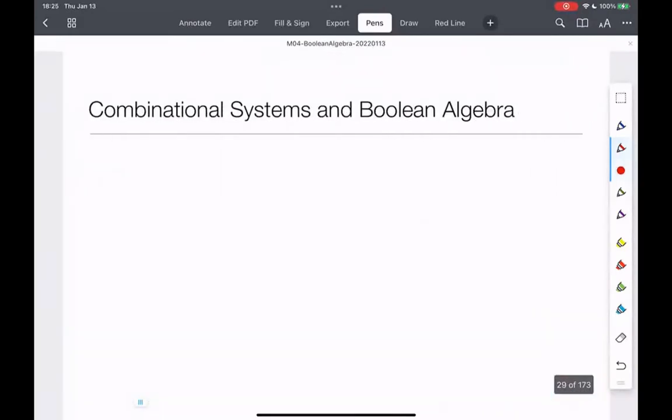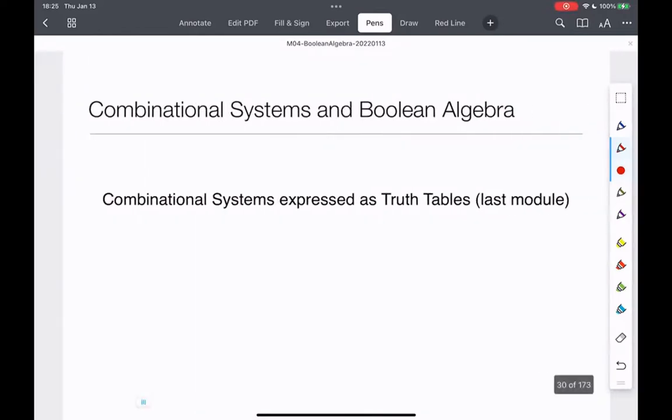Now, as you can see, there's a parallel that we are already seeing. We can write Boolean expressions, we can write truth tables. Previously, we saw that truth tables correspond to gates, and here we saw that truth tables correspond to Boolean expressions. So clearly, there's some sort of a connection going on.